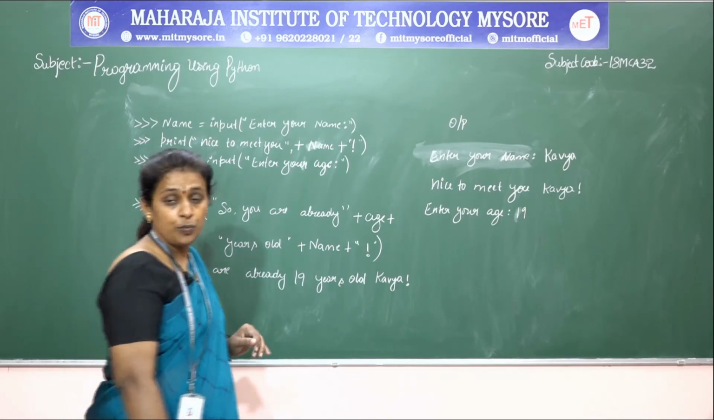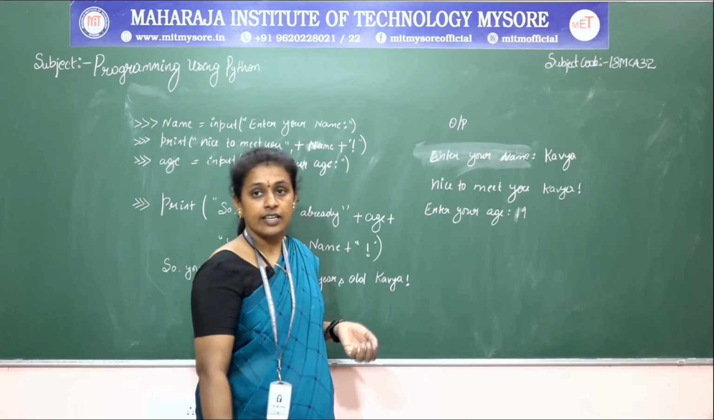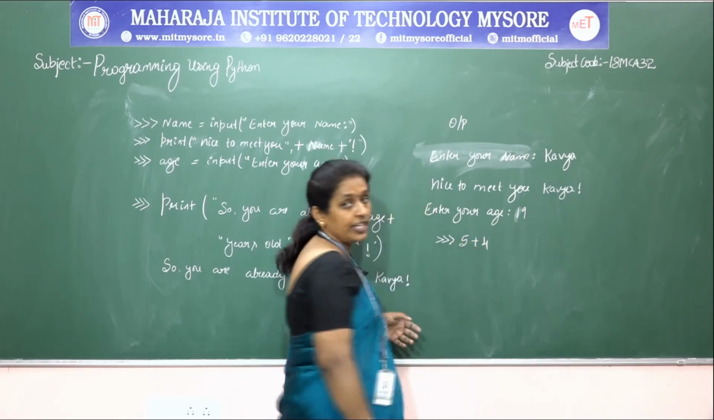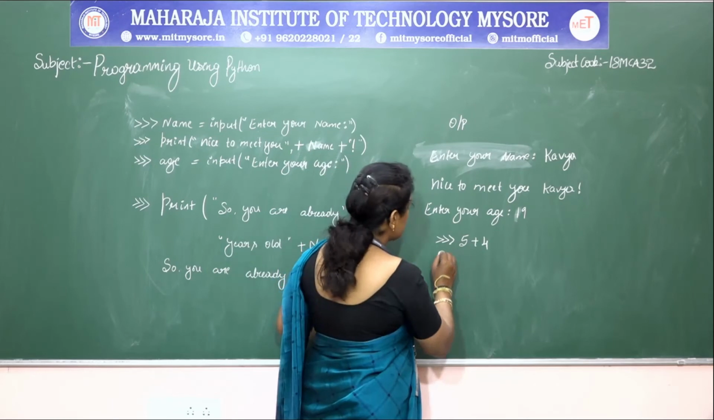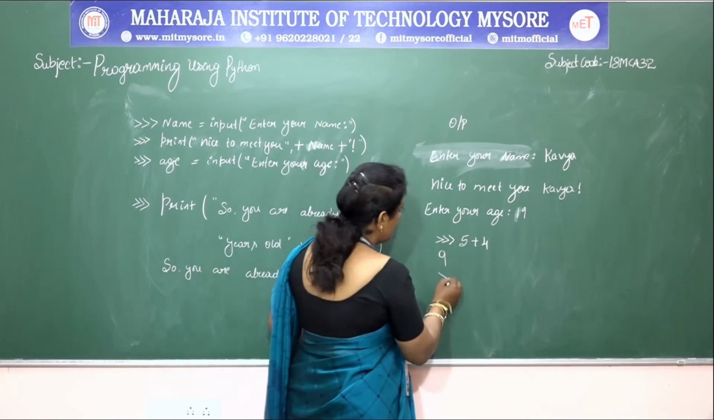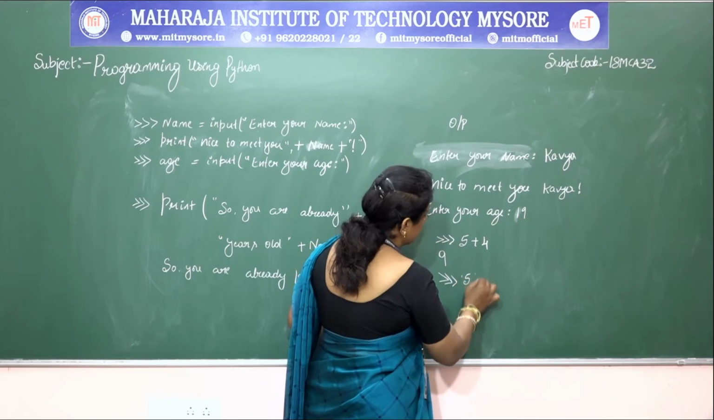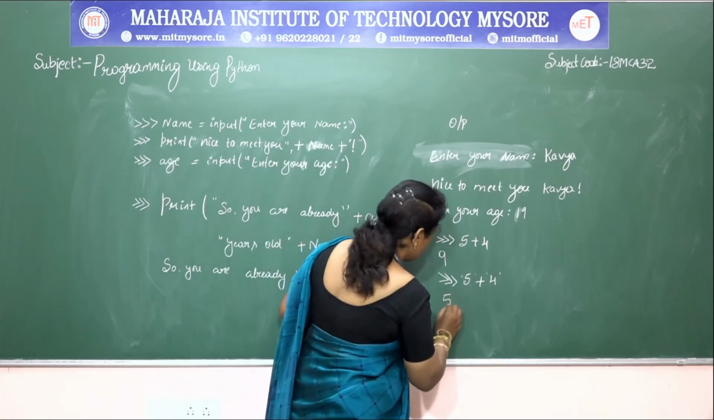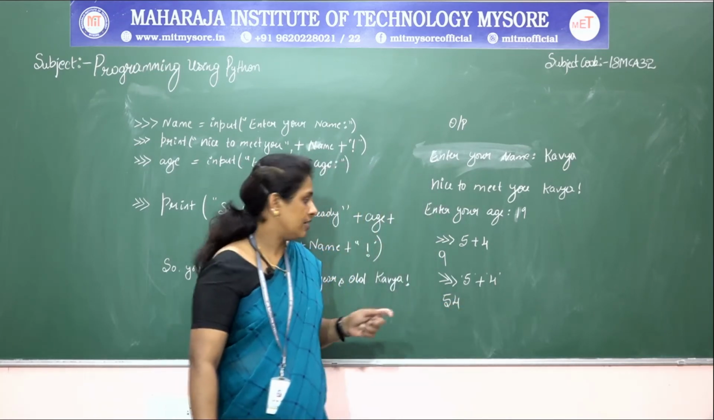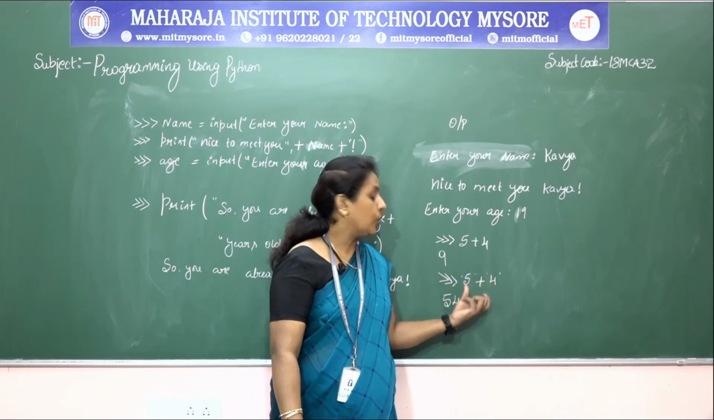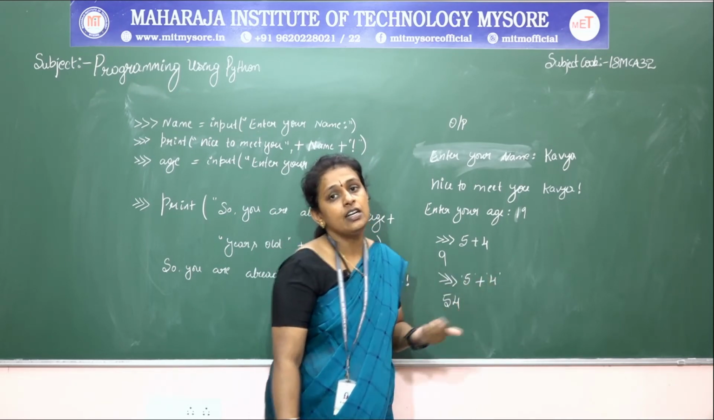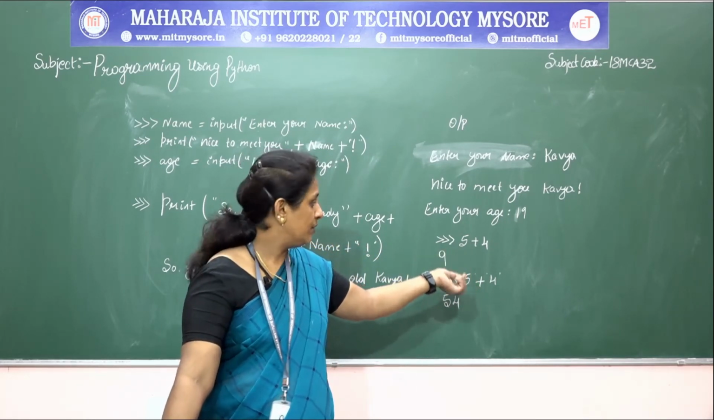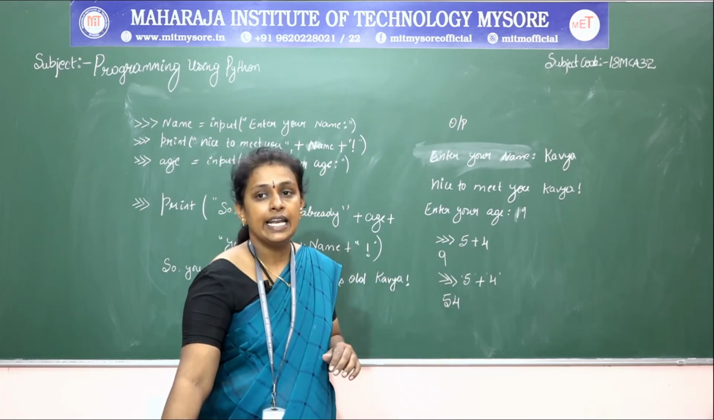Okay, we can look at the concatenation operation with respect to the next example. Consider 5 plus 4. When I execute this statement, I will get the output as 9. Okay, let's do it like this. When I execute, the value will be 54, because when a number is quoted between single quotes or double quotes, it is treated as a string. So it will concatenate 5 and 4 as 54, not 9.